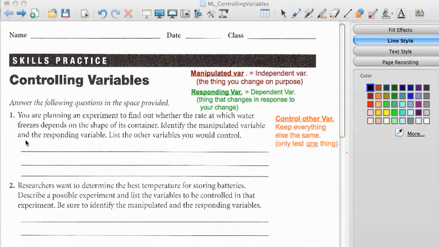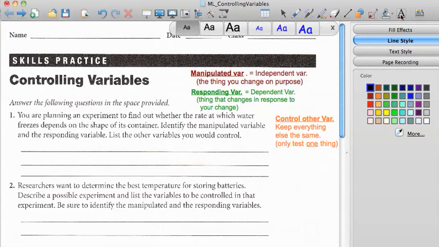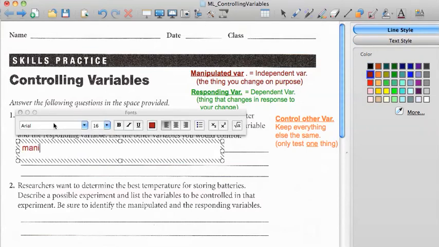Okay, so look at this. Which is our single thing we want to change? And really it's the shape of our container. So we can say that our manipulated variable equals the shape of the container.